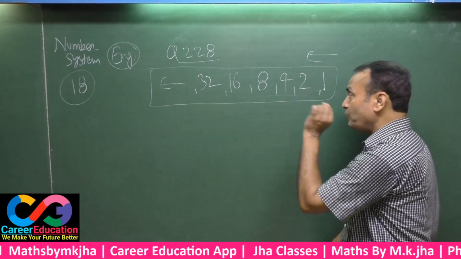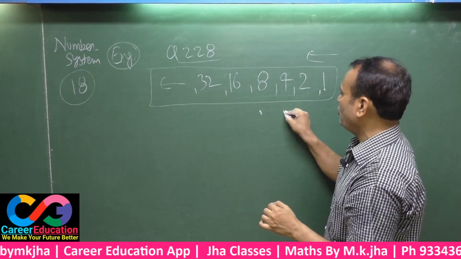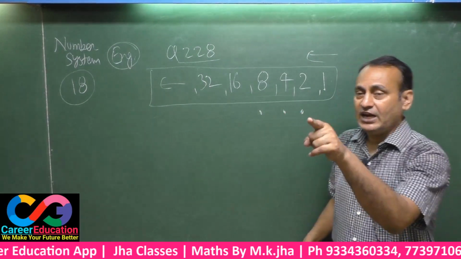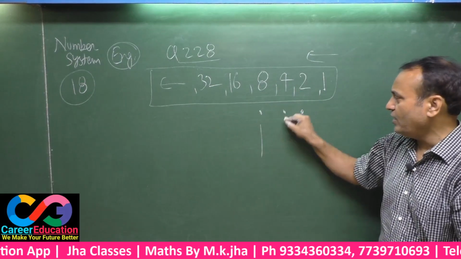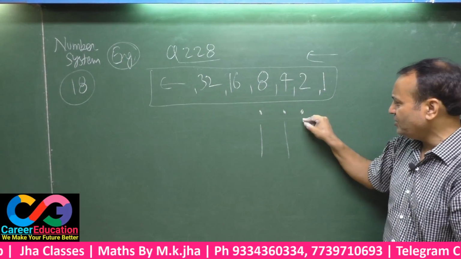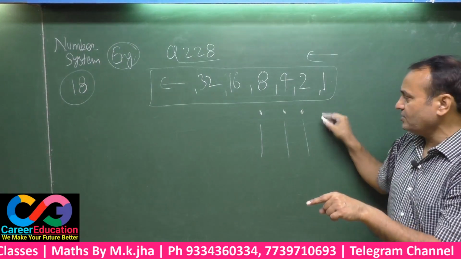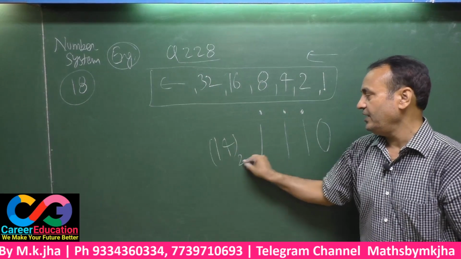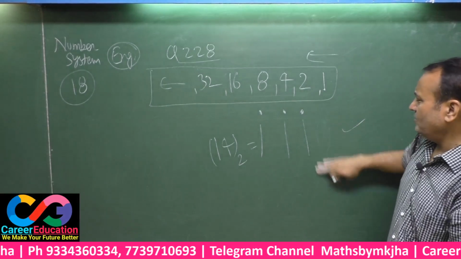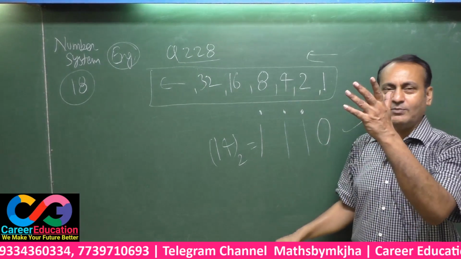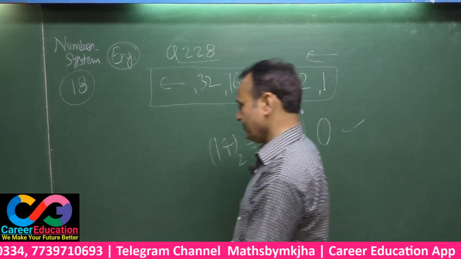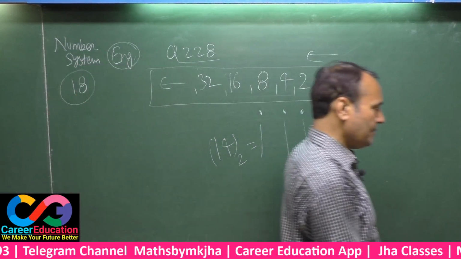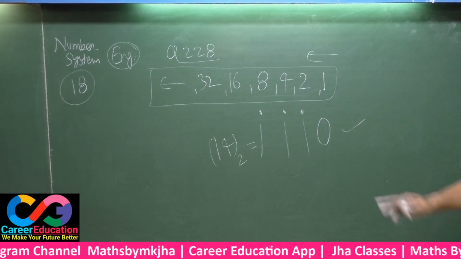See here, you will have to accept 8 plus 4 is 12, plus 2 is 14. That means you accepted this, write 1; accepted this, write 1; accepted this, write 1; didn't accept this, write 0. This is the answer of 14 in binary number system. Write it down. So easily you can solve the answer within seconds. In binary number system, 14 will be written like this.